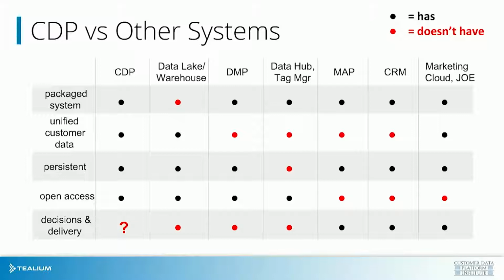Marketing clouds and journey orchestration engines, again, may or may not allow open access to their data, and there can be some other issues. The journey orchestration engines don't even necessarily have a persistent database. That last row, the decision and delivery one, just to be clear, folks, there are other issues in the world than just packaged and unified data and persistence and access. Some CDPs actually have things in terms of orchestration and even in some cases of delivery, things like sending emails. Some don't, and again, very much dependent on what your particular needs are.